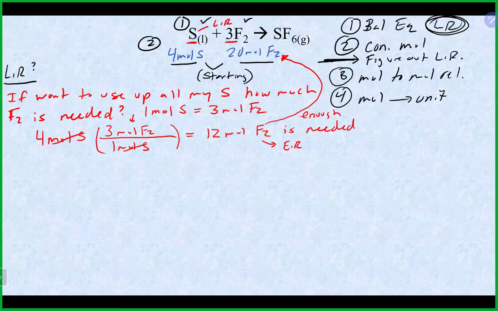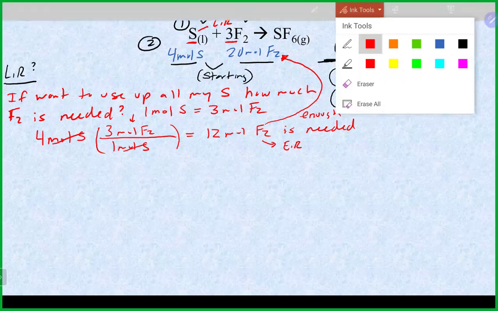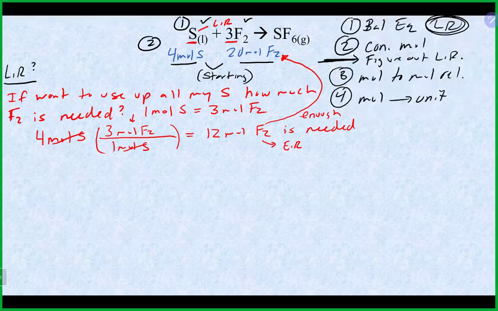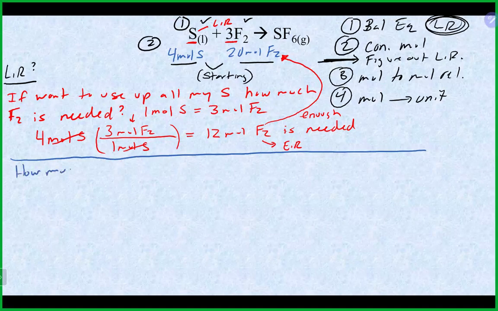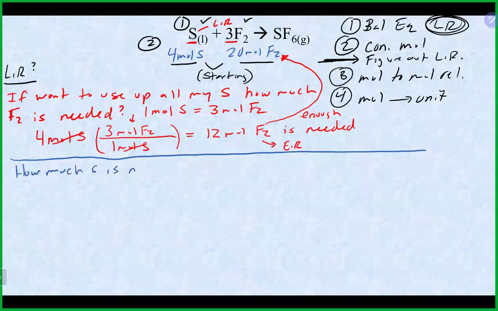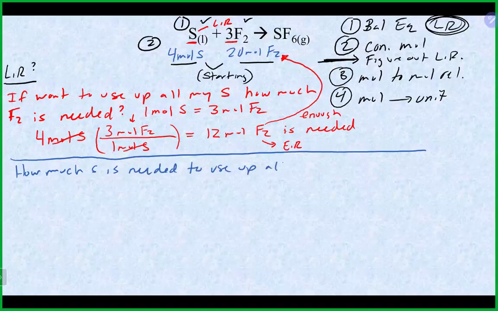Any questions on that? So just to show you, and by no means do you need to do both of these calculations, just to show you it doesn't matter which one you choose. So you could choose, for example, let's just say you want to know how much sulfur is needed to use up all the fluorine.